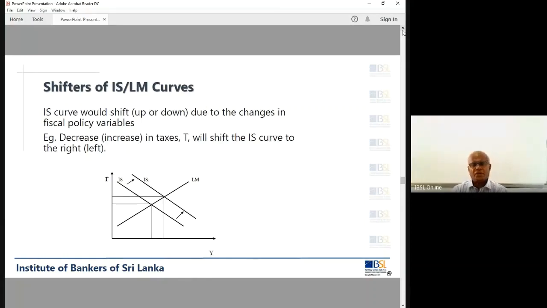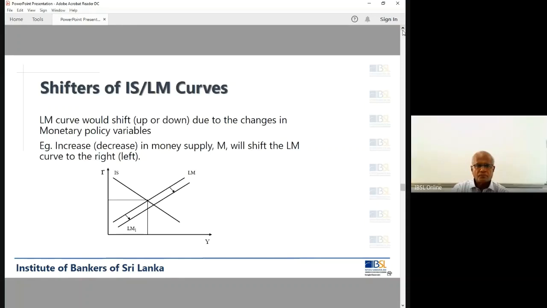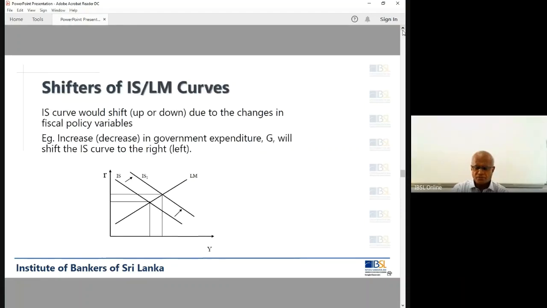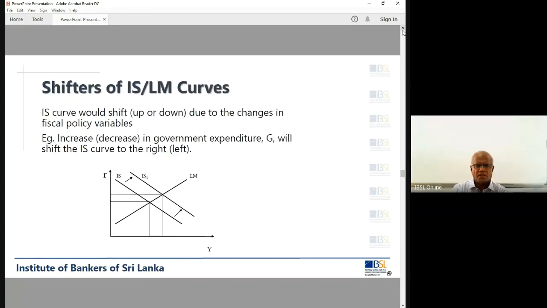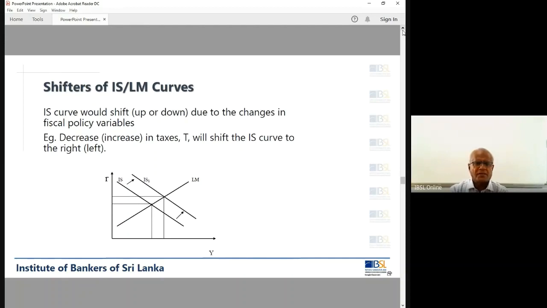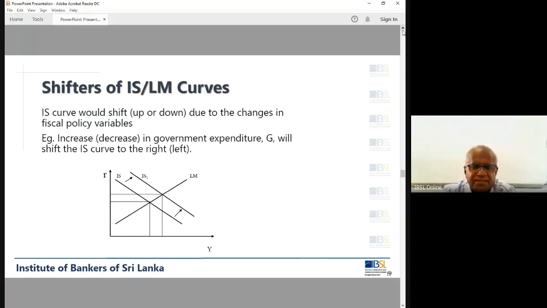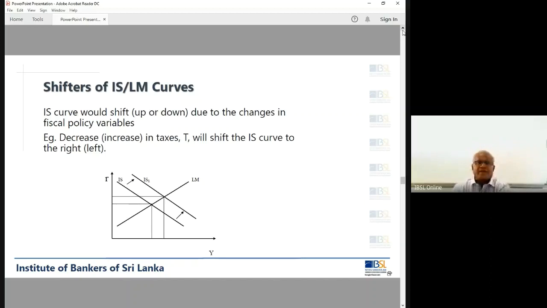The IS curve shifts up or down due to changes in fiscal policy. Taxes: the IS curve would shift due to a decrease in taxes. That is the second example. Earlier we discussed an increase in government expenditure. Now the taxes, a decrease in taxes.